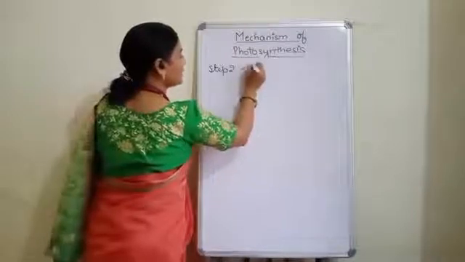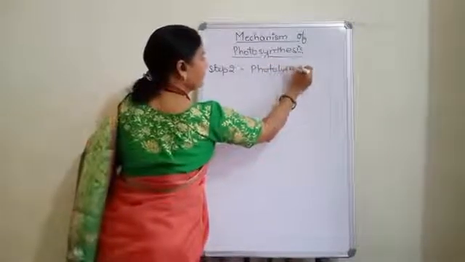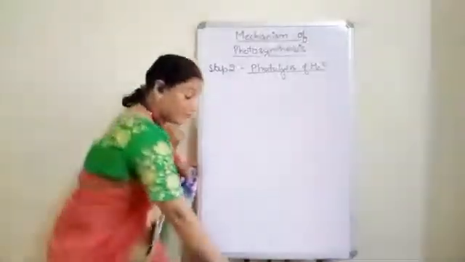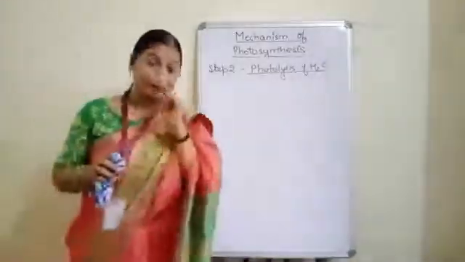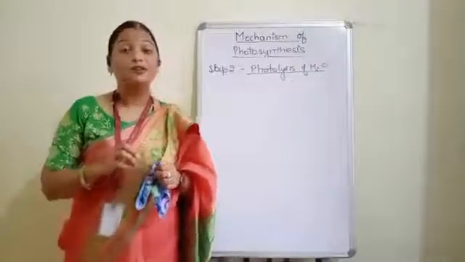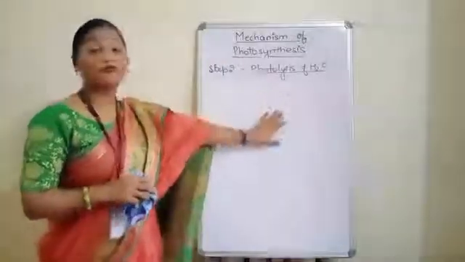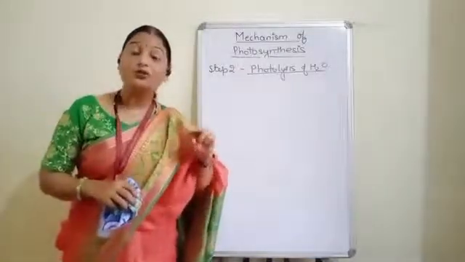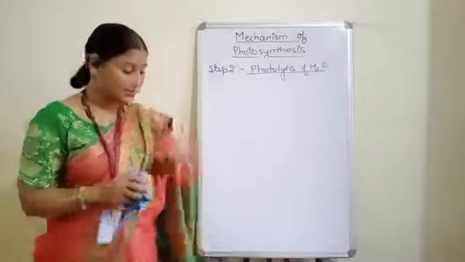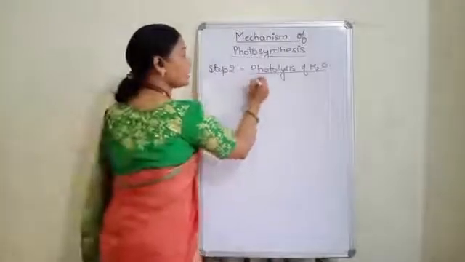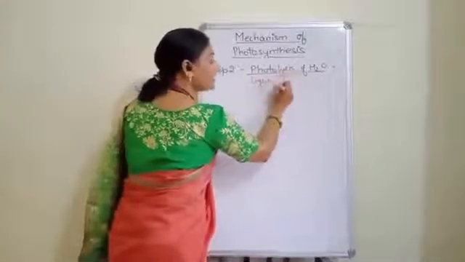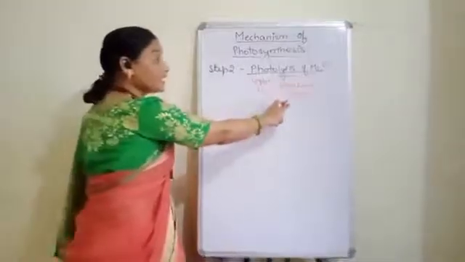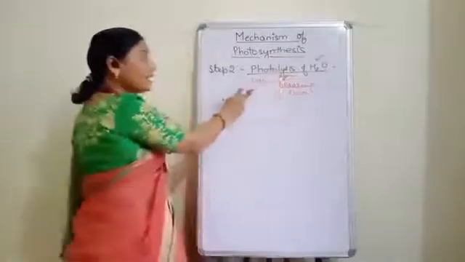Step number 2 is photolysis of water. Okay, now see what happens in this case. Whenever the light is absorbed by the chlorophyll, this light will be utilized in breaking the water molecule. With the help of sunlight, the water molecule will break, and this is called photolysis. See, the meaning of photo is light, and the meaning of lysis is breaking down. So what is the meaning? Breaking down of water with the help of light.